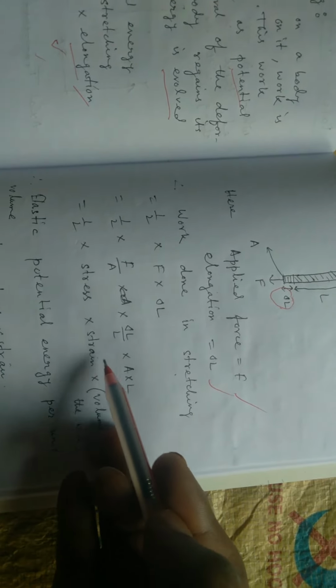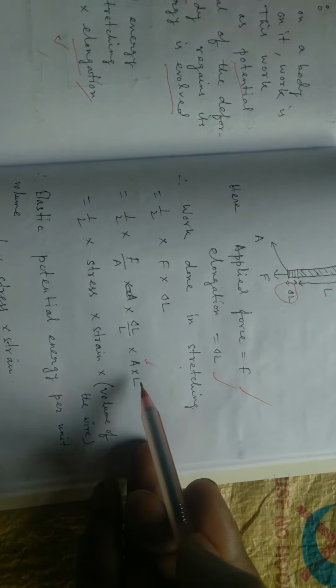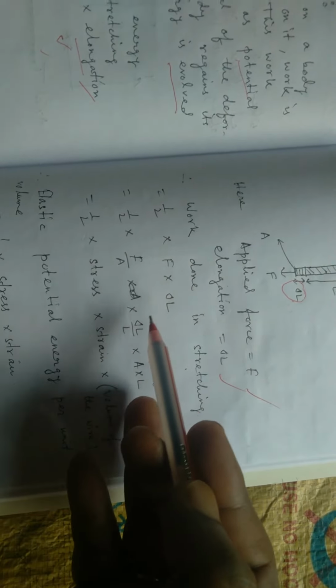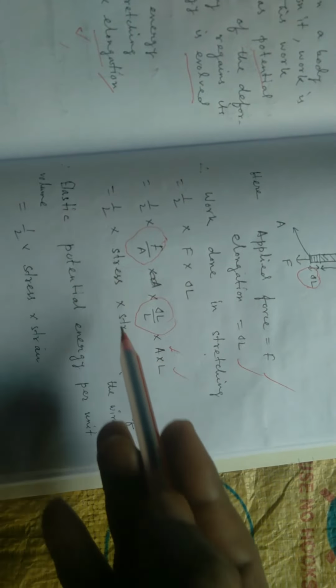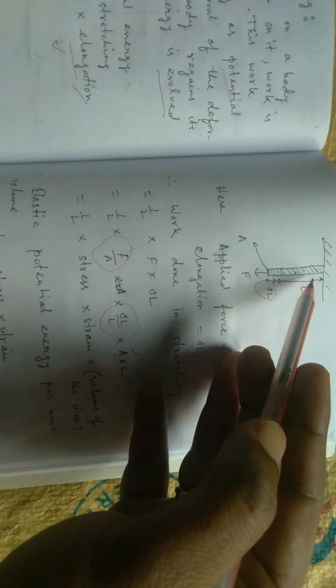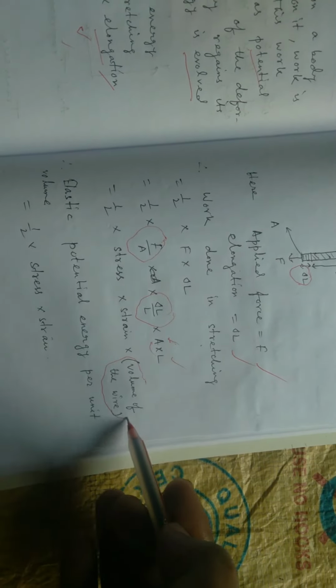into delta L by L, and A and L multiplied with it, so it will be unchanged. Now this is equal to stress and this is equal to strain. So half into stress into strain, and A into L, where A is the cross sectional area and L is the length, so it will be the volume of the wire.